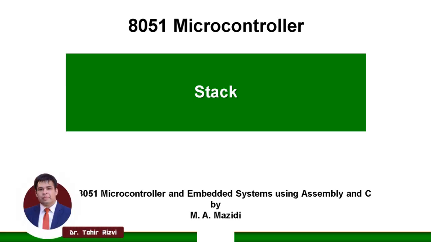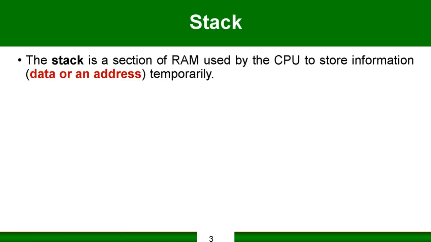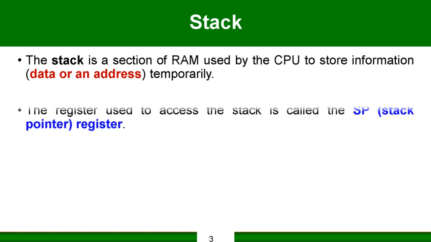In this part, we will discuss what a stack is and what its purpose is in the 8051 microcontroller. Stack is a special section in RAM that is used by the CPU to store information. Basically, this information can be data, or it can be an address that is stored in this special memory area. A register is linked with the stack, called the stack pointer.